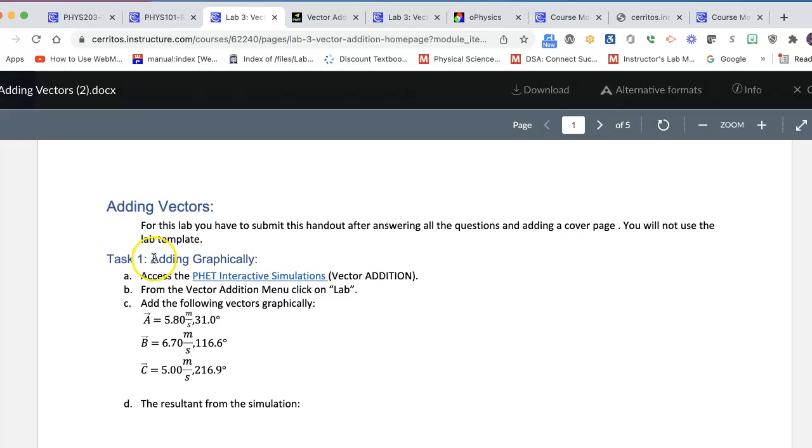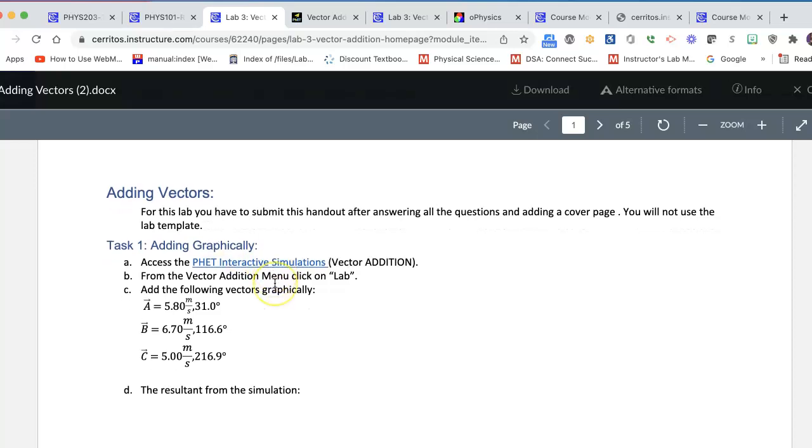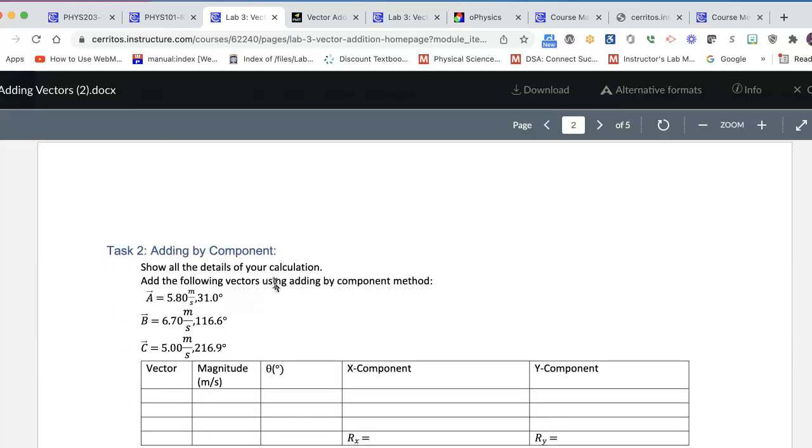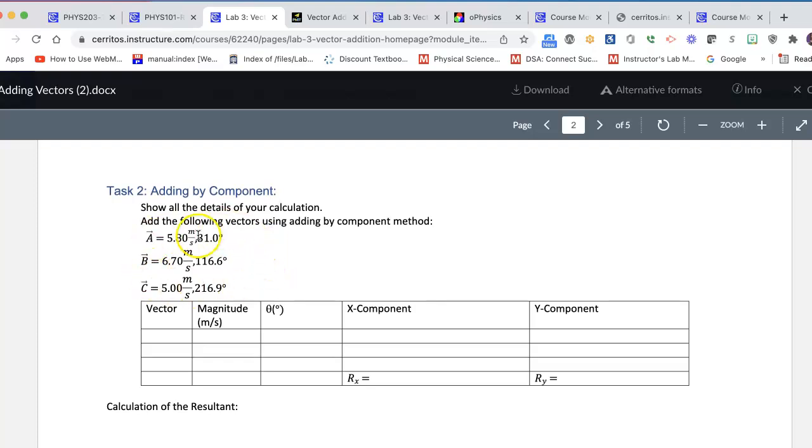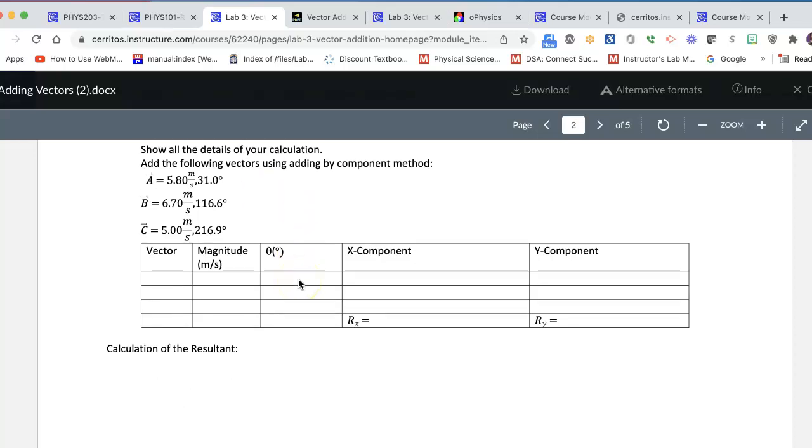This is task 1, and what we actually did here is add graphically. Now for part 2, or task 2, you have the same vectors. You need to add them using the component method. You should show all the details of your calculation, using your calculator.